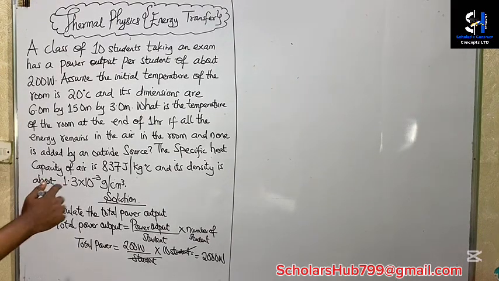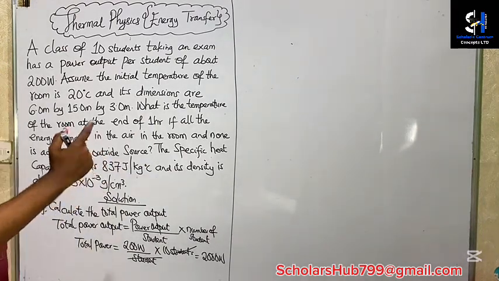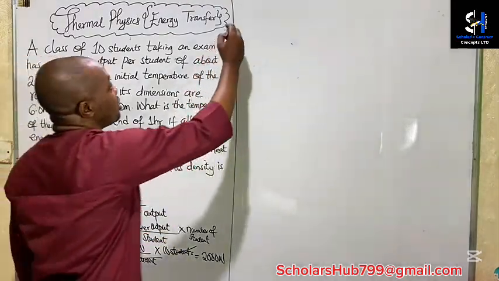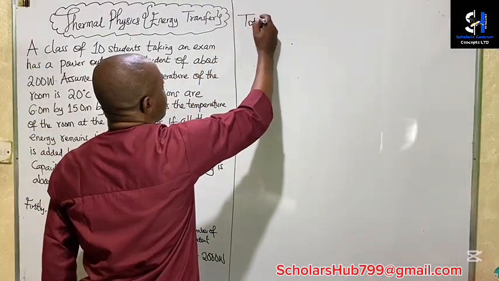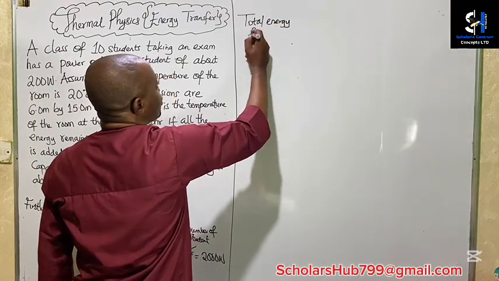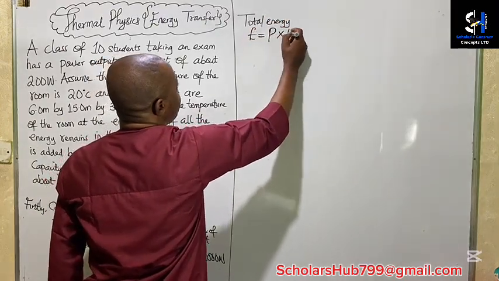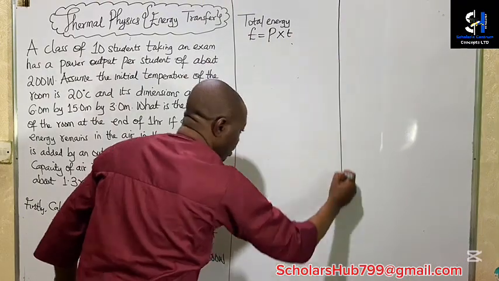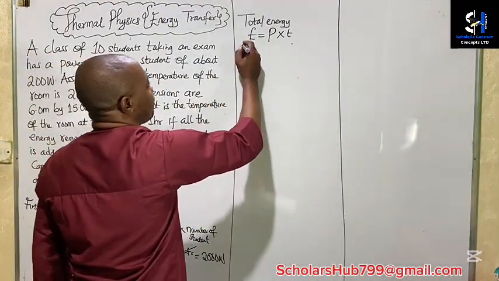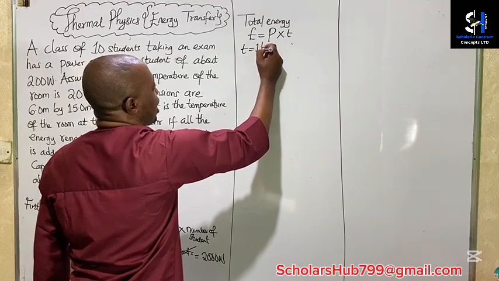And we know we have here 1 hour, so the time is 1 hour, so we will have to convert it to what? To seconds. So which means total energy, we also need to calculate the total energy. So the total energy will be the product of power and time. Product of power and time. This is very important.